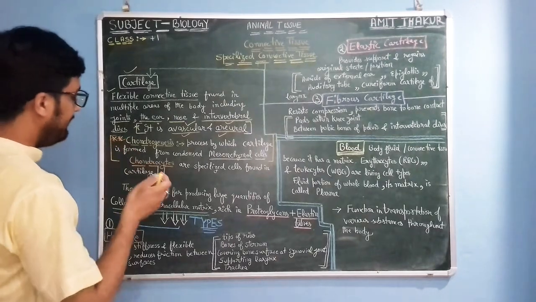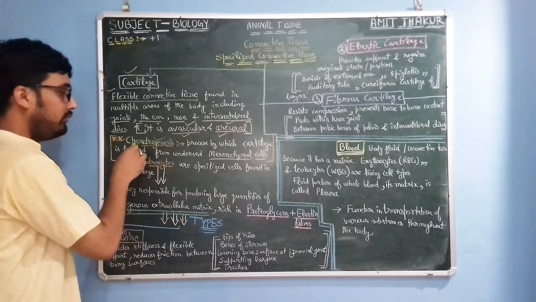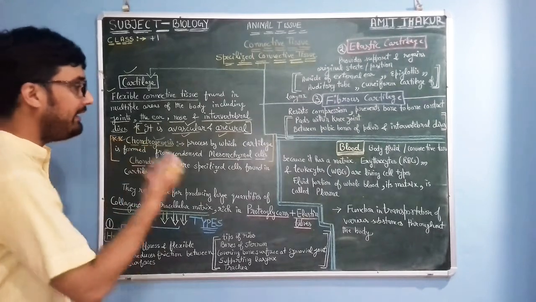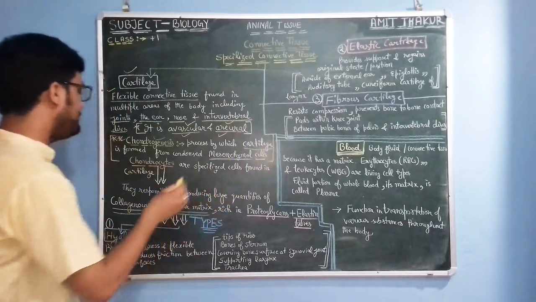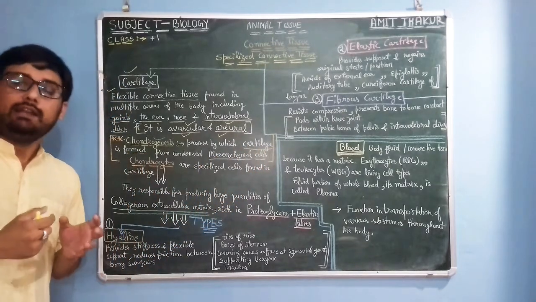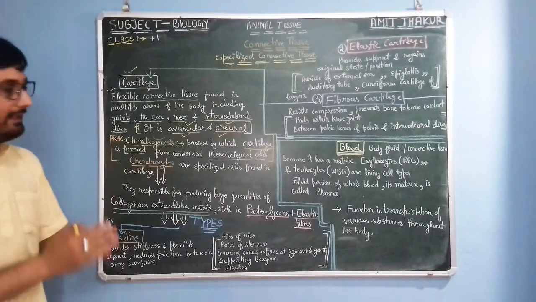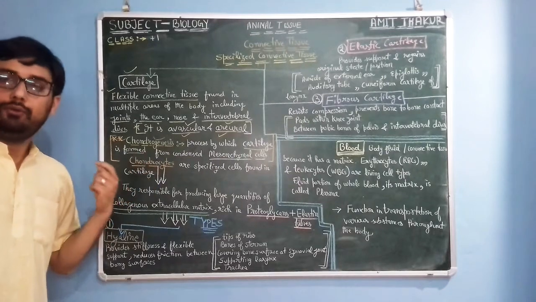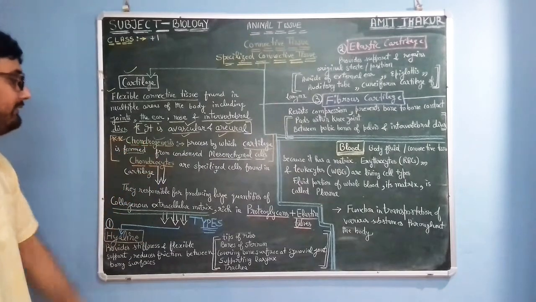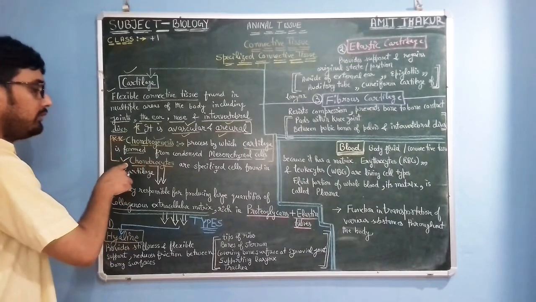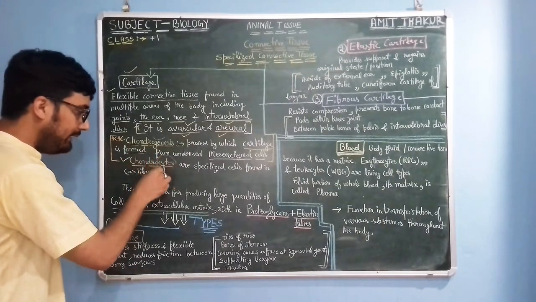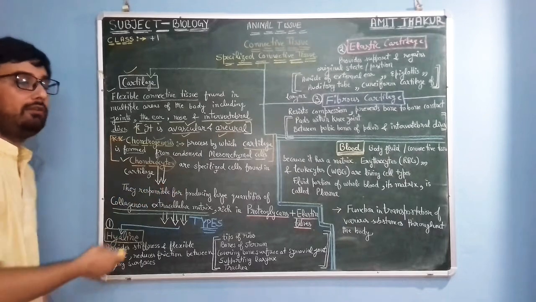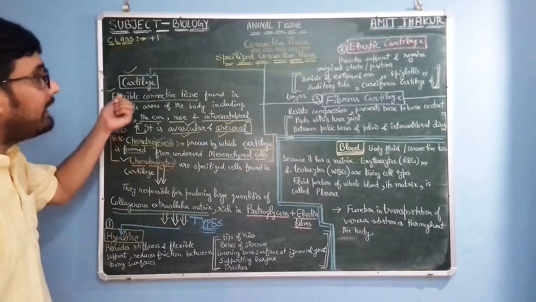So there is an important term, that is chondrogenesis. CHONDRO, chondrogenesis. What is chondrogenesis? It is the process by which cartilage is formed. Cartilage is formed from condensed mesenchymal cells, and the process by which it is formed is known as chondrogenesis. One more term, chondrocytes. CYTES means we are talking about cells. So chondrocytes are specialized cells of this cartilage tissue.